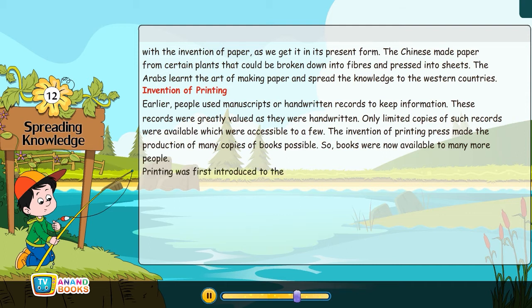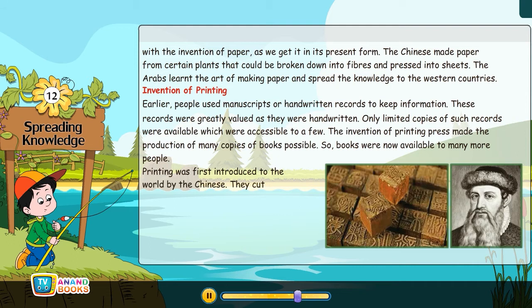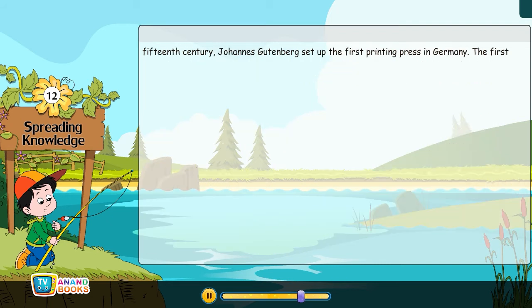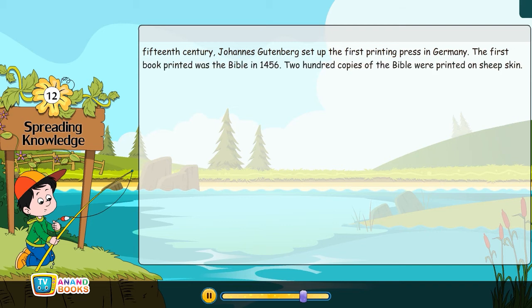Printing was first introduced to the world by the Chinese. They cut patterns on wooden blocks, dipped these blocks in ink, and pressed them on paper to get the impression of the patterns. Nearly 1,000 years later, in the 15th century, Johannes Gutenberg set the first printing press in Germany. The first book printed was the Bible in 1456. 200 copies of the Bible were printed on sheepskin.